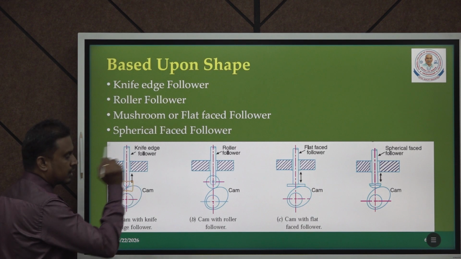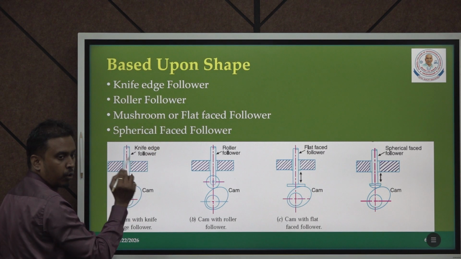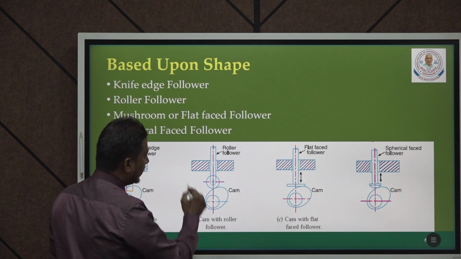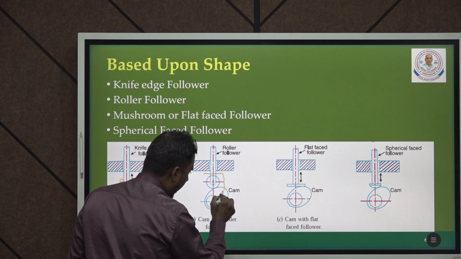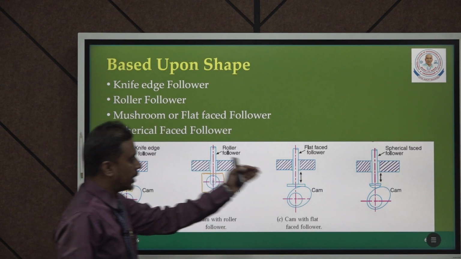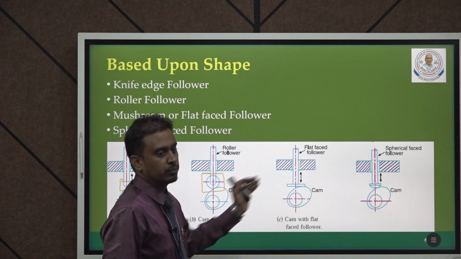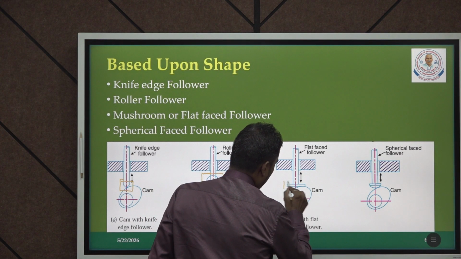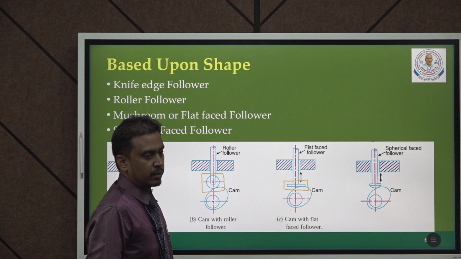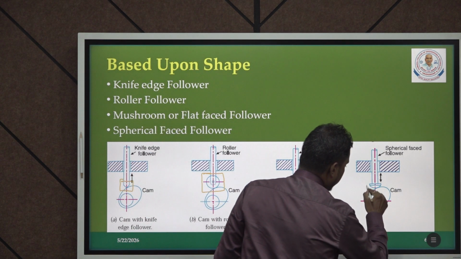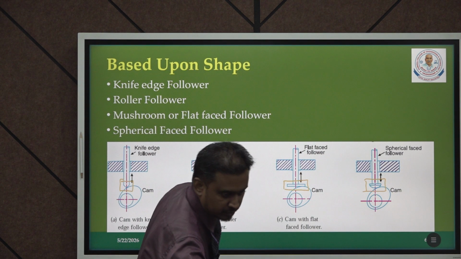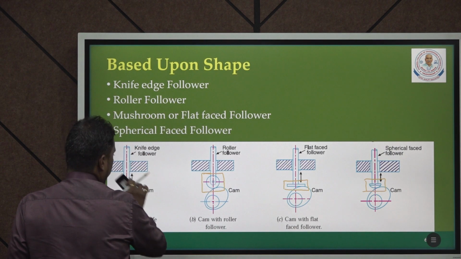So, this is the cam, this is the follower. In case of a knife edge follower, the contact will be as a knife edge, whereas in case of the roller follower, here we are going to have a roller. This roller is in contact with the cam. The third type is known as flat face or mushroom. Here it is going to have a flat plate like structure. And the last one is spherical follower. Here the shape is likely to be a spherical shape. It is half of the roller follower. And this is classification based on the shape.